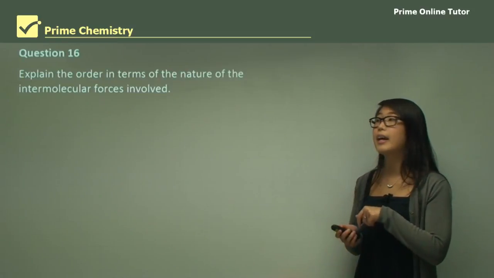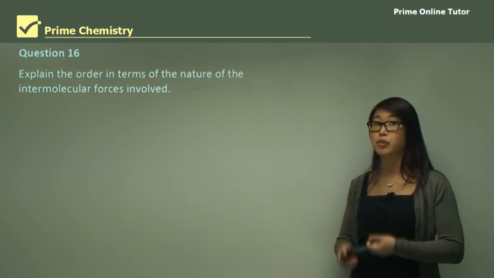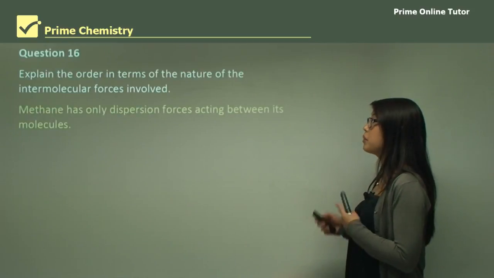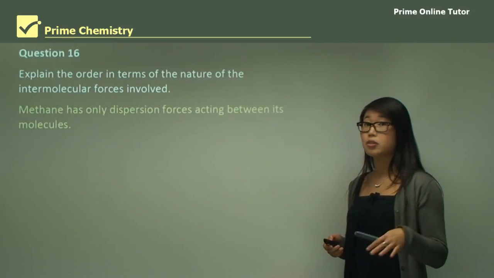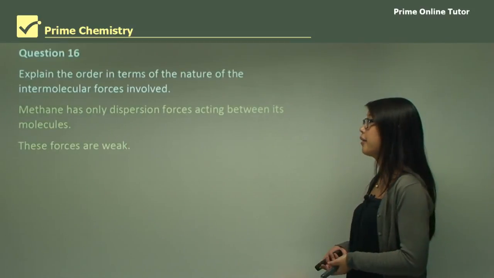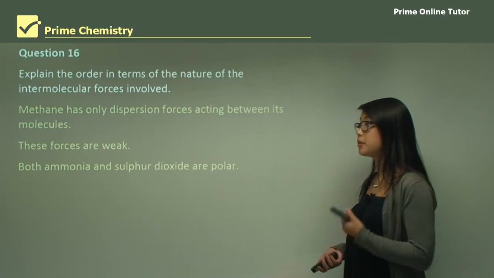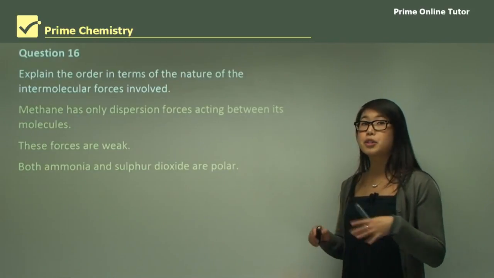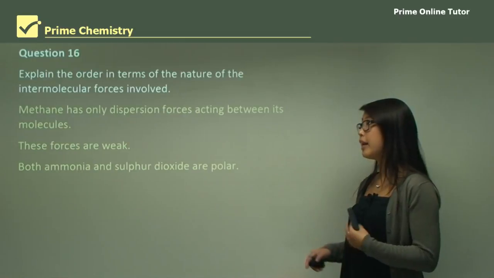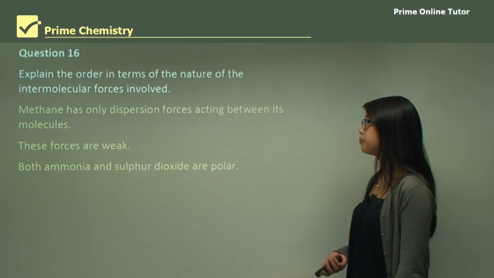Question 16. Explain the order in terms of the nature of the intermolecular forces involved. So methane only has dispersion forces because it's non-polar, remember? So these dispersion forces are quite weak. Ammonia and sulfur dioxide are both polar molecules because remember there's lone pairs that are pushing the atoms down, making them into a pyramidal shape and a bent shape.